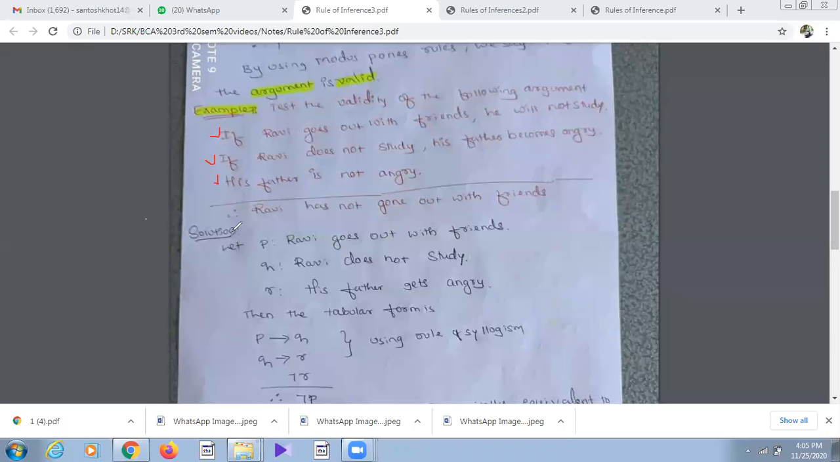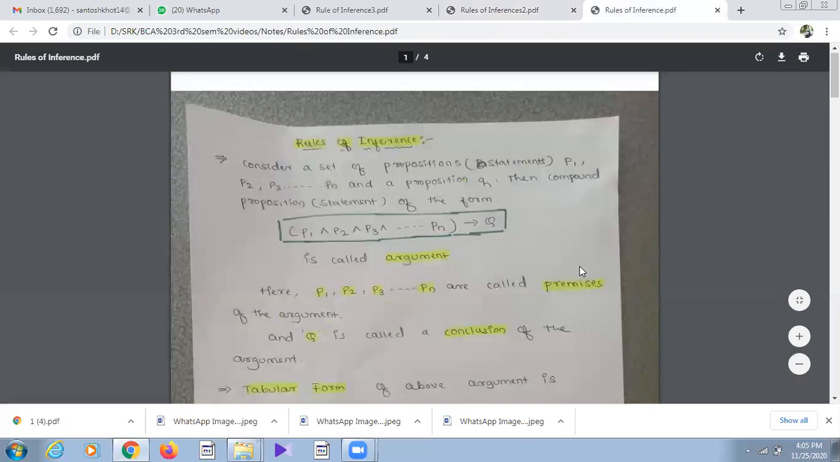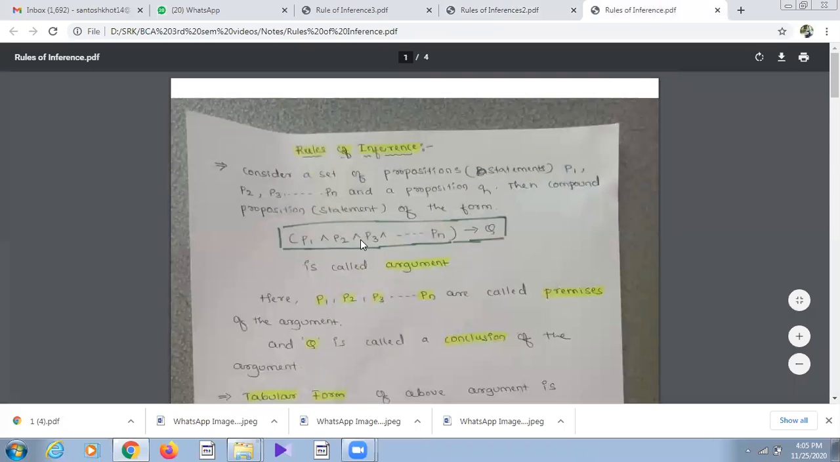So in any argument in the rule of inference, any number of premises can be there. I already told the definition of rule of inference: here P1, P2, these are the premises. P1 is premise one, P2, P3, up to Pn.